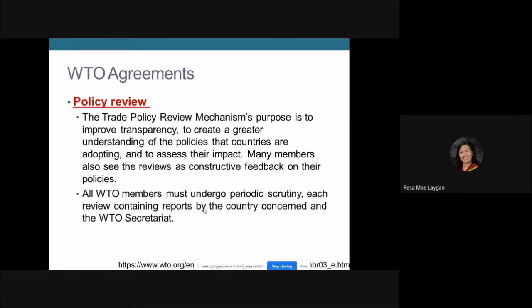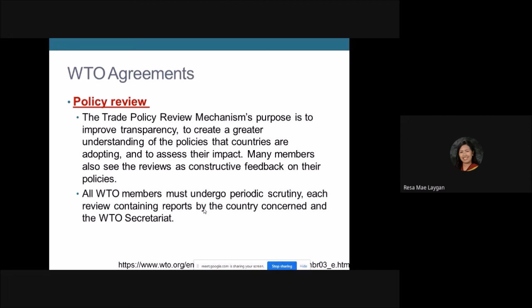And lastly, we have the policy review. Importante talaga to. So the provisions on trade policy review mechanism in WTO agreement are necessary to improve transparency, like accessible information, and to create greater understanding of these policies that countries are adopting. So para maintindihan talaga, and to assess the impact, no, of these policies. Kasi lahat naman talaga ng policies may drawbacks, di ba?